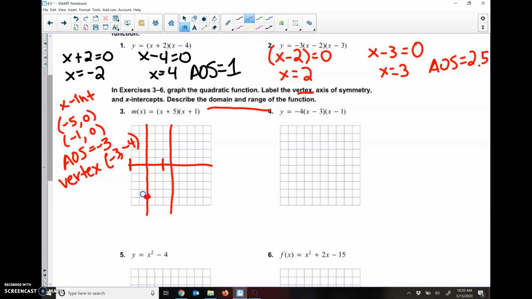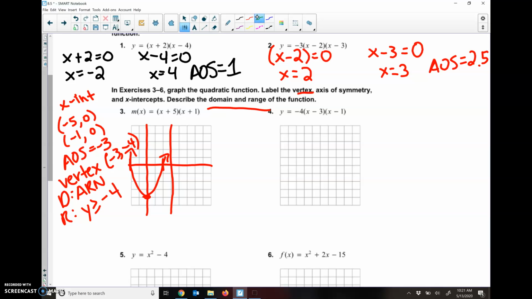And then we can kind of tell what this graph is going to look like because I know that's my vertex, and I know that's my x-intercept, and that's my other x-intercept, I know how steep the graph is going to go, and I know it's going to look like that. Domain and range. Remember, domain could be anything. So we're doing all real numbers. Range, we kind of just figured out then too, the lowest point of this graph is going to be at negative 4. So y has to be everything greater than or equal to negative 4.